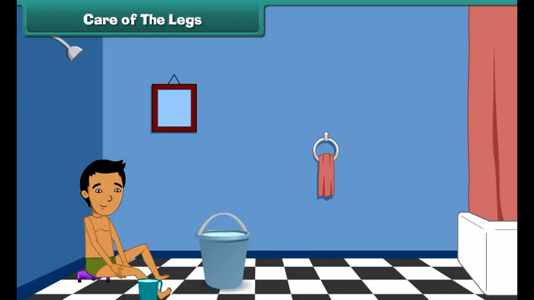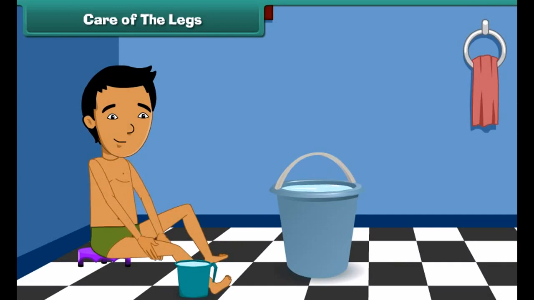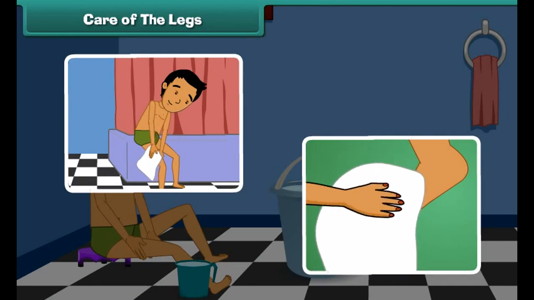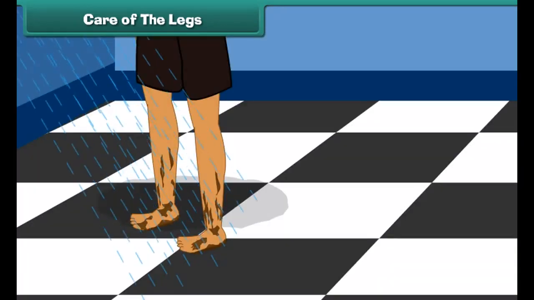To prevent infections, we should follow certain steps such as wash your legs and feet well during bathing. Dry them properly, especially between the toes. After coming from outside, wash your legs and feet properly.